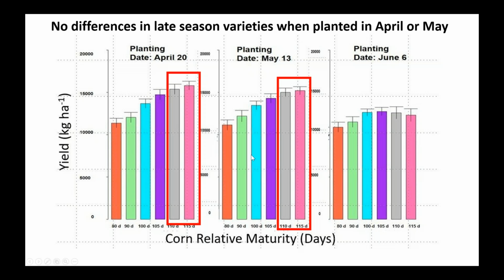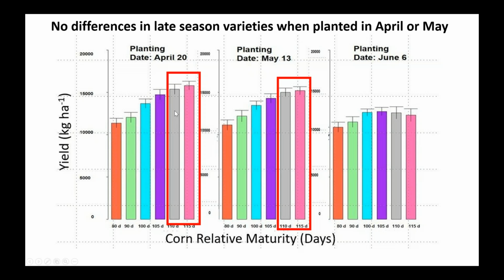So what we found off the bat to answer the first question that I asked you was that generally, if corn was planted here, we said April 20th and May 13th. So it was kind of late April, 3rd week of April, and the middle of May, that we did not see any differences in yields. So that was a bit of a trick question.